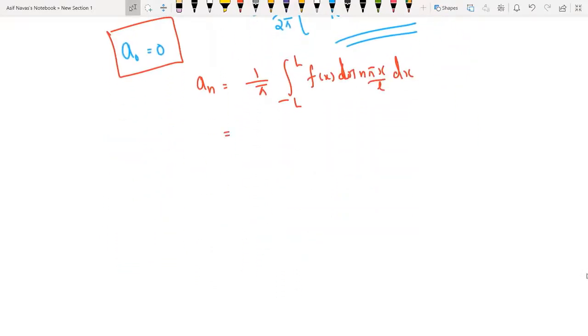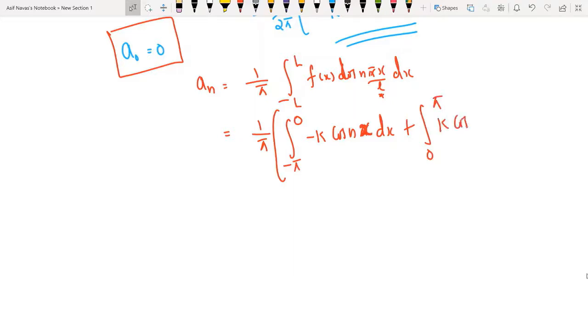So this is equal to 1 by pi integral from minus pi to 0 of f of x, which is minus k, times cos of n pi x by L. L is again pi, so pi and pi get cancelled, and we get cos nx dx, plus the integral from 0 to pi of k into cos nx dx. So this is equal to 1 by pi.